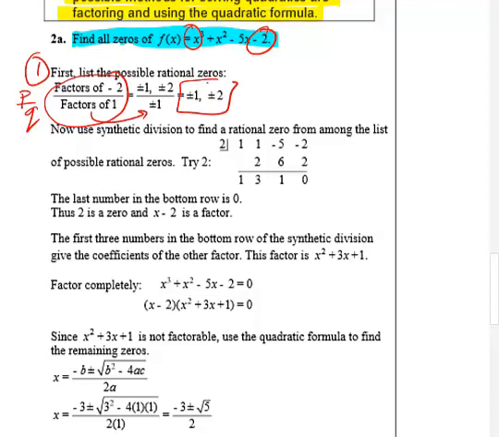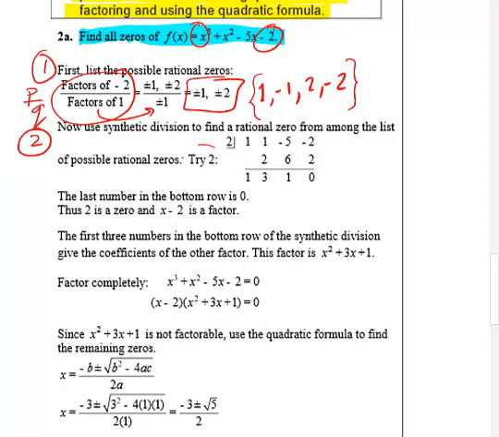And then if you think of all the possible ways you can take any of those p's over those q's, all you're going to get is +1, -1, +2, -2. So that's kind of nice in this problem anyway. Those are our only candidates. Then the next step would be to use synthetic division to try to find a rational zero from among the list. So when they did this problem, they tried 2 and they were successful.